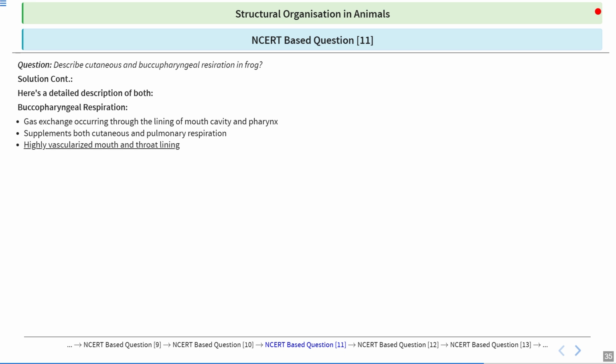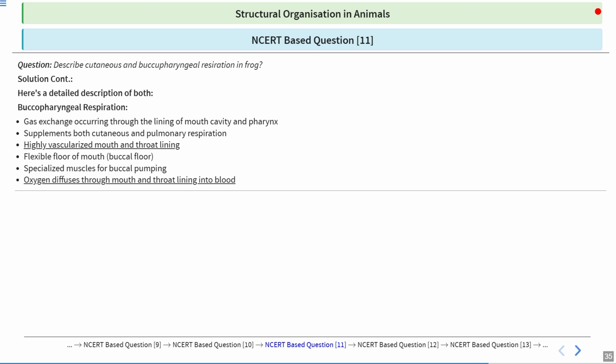Highly vascularized mouth and throat lining. The lining of the throat and mouth is highly vascularized, meaning blood capillaries are present below the lining of this mouth and throat. Flexible floor of mouth. The buccal floor is flexible, so they can open it whenever they want. And there is specialized muscle for buccal pumping.